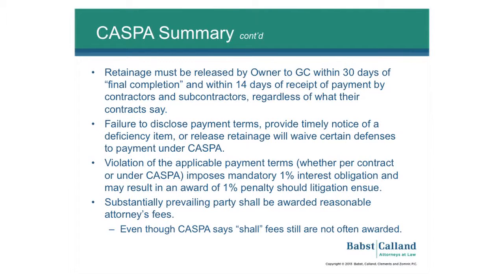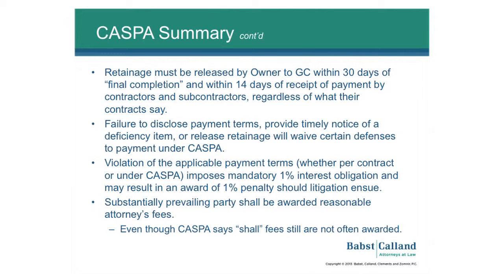The only way to withhold retainage after final completion is for a deficiency item. And again, you must provide written notice of the reason for your withholding. Failure to disclose your payment terms, provide notice of a deficiency, or to release retainage can waive certain defenses under CASPA. Most importantly, as we highlighted earlier, was the pay-if-paid protection that is often afforded to general contractors.